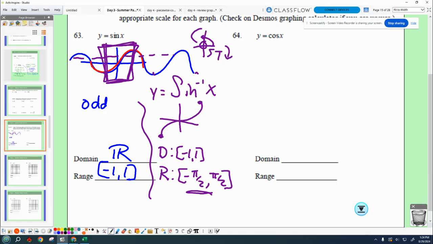Let's see, Aubrey, cosine starts high, low, or in the middle? High.